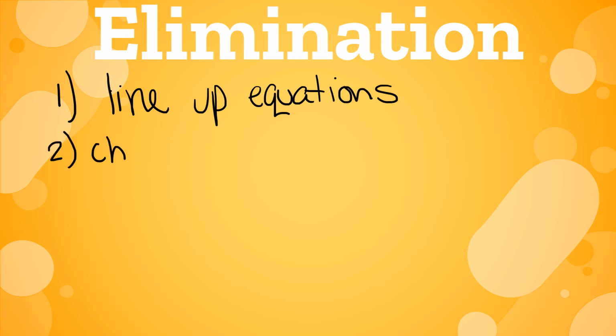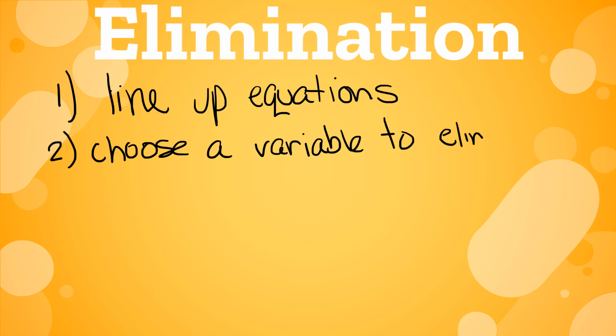Step 2, you're going to choose a variable to eliminate. There's some strategy here and there's some work here, right? You may have to multiply. Okay, we'll talk about that. Like what kind of things eliminate? A 4 and a negative 4, right? 4 plus negative 4 is 0.